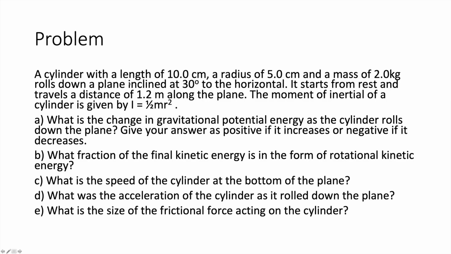So in this problem, a cylinder with a length of 10 centimeters, a radius of 5 centimeters, and a mass of 2 kilograms rolls down a plane inclined at 30 degrees to the horizontal. It starts from rest and travels a distance of 1.2 meters along the plane.